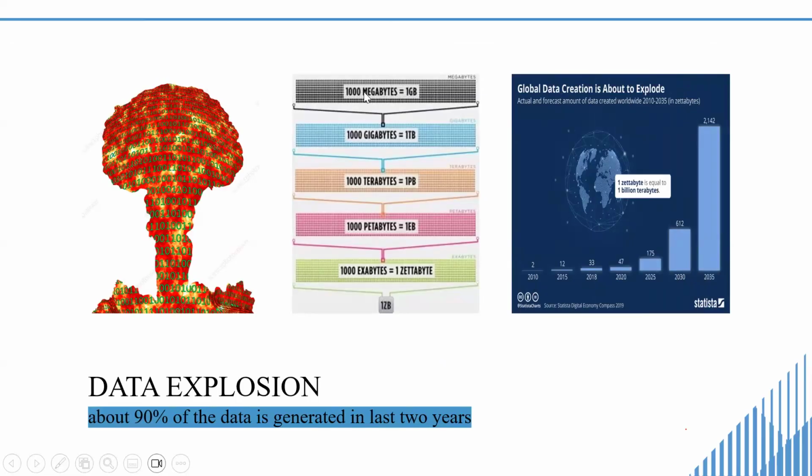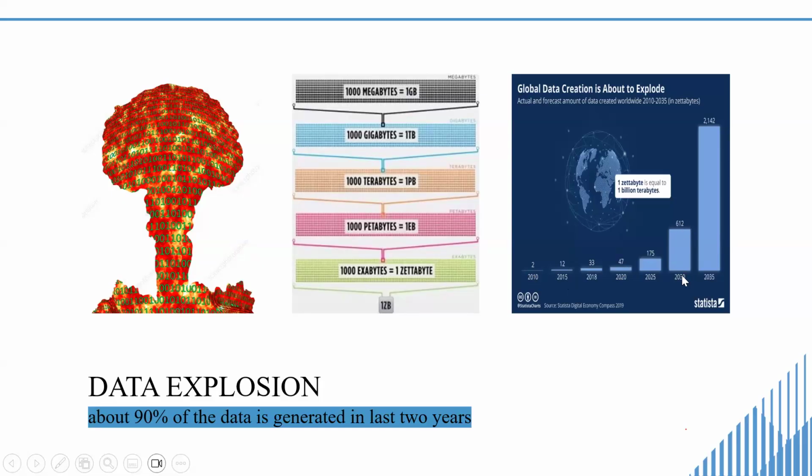As you know, 1000 megabytes is equal to 1 gigabyte, and 1000 gigabytes is 1 terabyte. The same goes with petabytes, exabytes and zettabytes. Now this data is collected based on zettabytes. You can see that in 2010 it was 2 zettabytes, but now in 2015 it was 12, 33, 20, 47, 140, 175, and in 2030 it's expected that it will be 612.